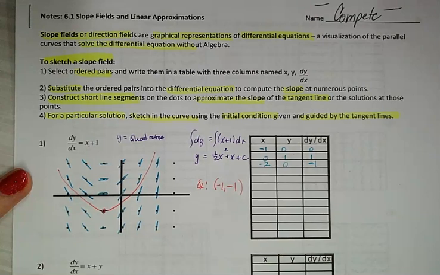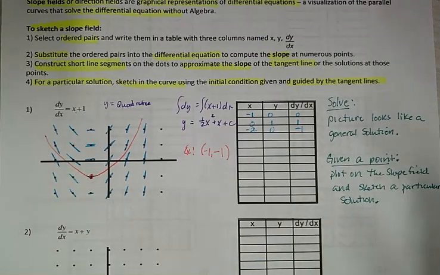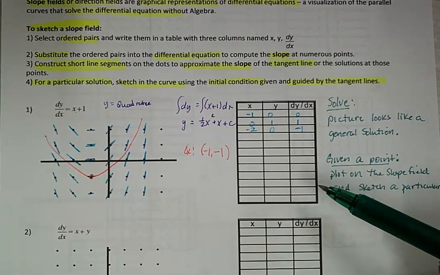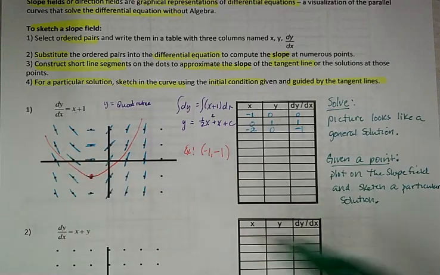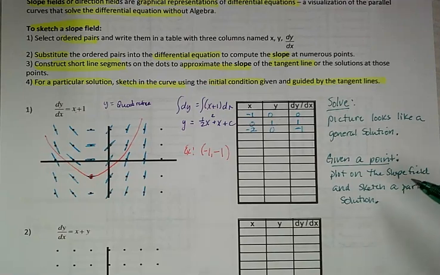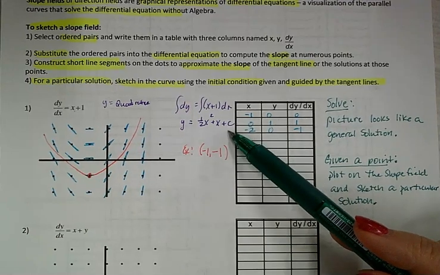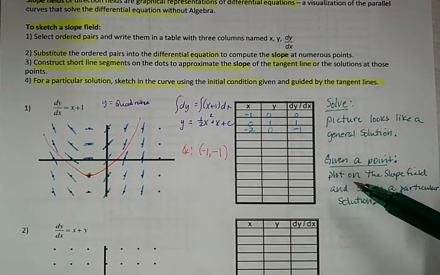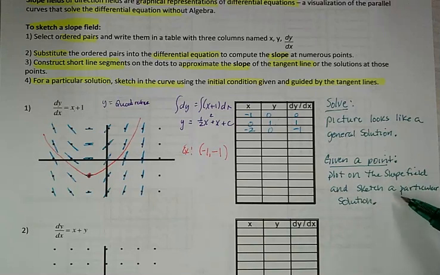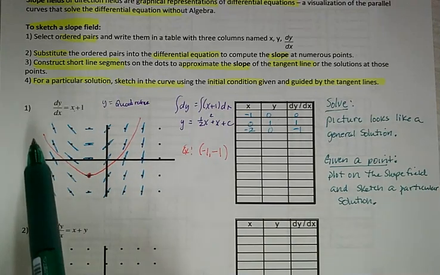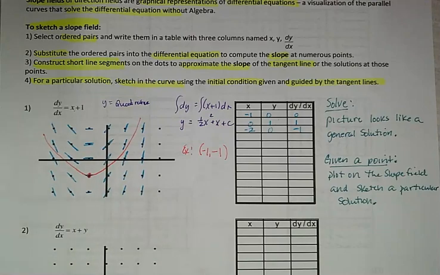If we're given a point, then we're going to put it into the graph and sketch a particular solution. Okay, so just a reminder, the table is for your use. Again, I think if it's a complicated one, I probably would use a table. But if it's not complicated like this one, then you can do the math in your head and figure out what your tangent lines are going to look like. Remember that when you're solving, the picture is going to look like the general solution, with our plus c. If we have a point, we're going to plot it on the slope field and sketch the particular solution, letting the tangent lines guide the graph as we go.